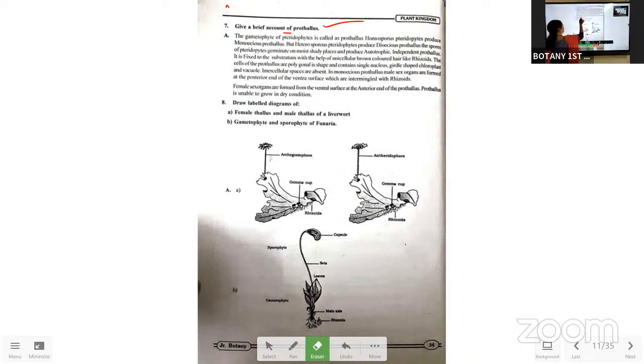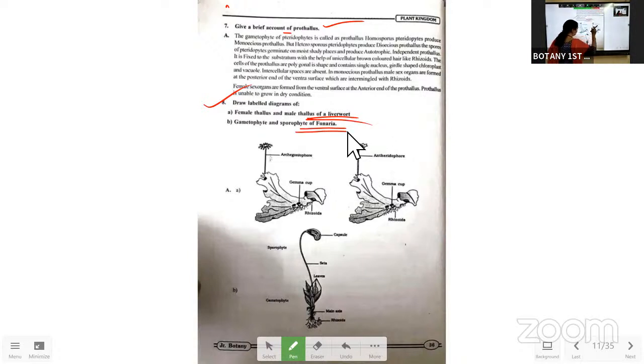Now comes the last question: draw labeled diagrams of female thallus and male thallus of liverworts, and gametophyte and sporophyte of Funaria. Here we need to draw 3 diagrams. The question says 2 diagrams, but in the diagram part we have to draw 3, because the male thallus and the female thallus of liverworts are different. So we need to draw different diagrams.